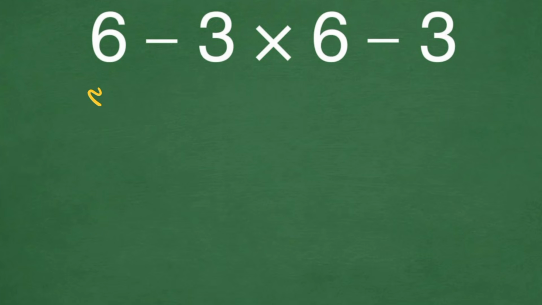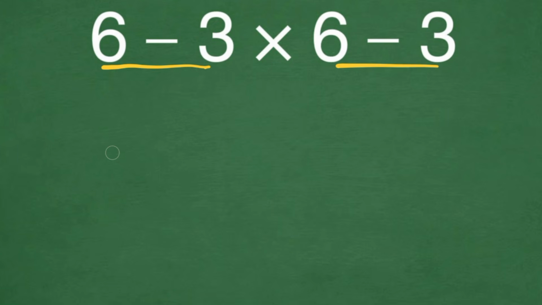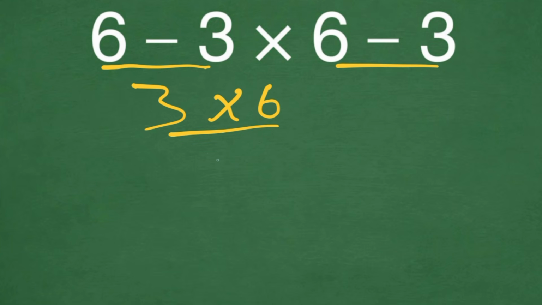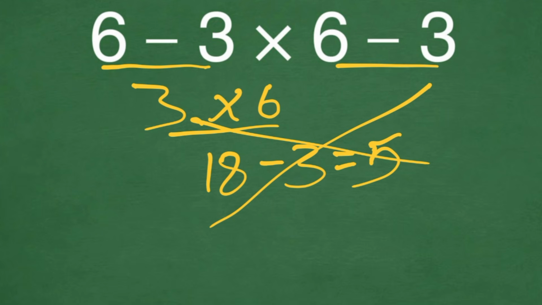So these people go left to right. What they do is essentially they start by subtracting 3 from 6 and they end at this equation, and they do it like this. So 6 minus 3 gives 3, right? And 3 is going to be multiplied by 6, which gives 18, and 18 minus 3 is equal to 5. But again, this answer is not correct.